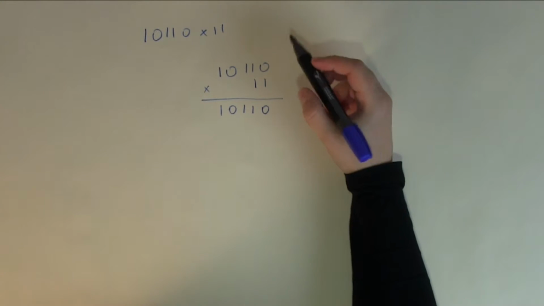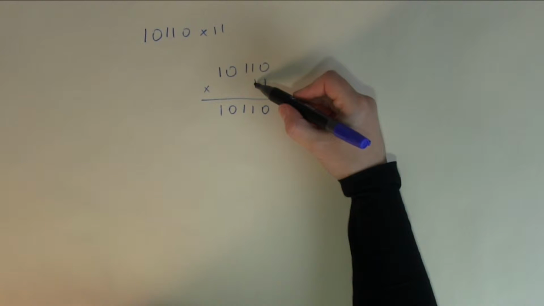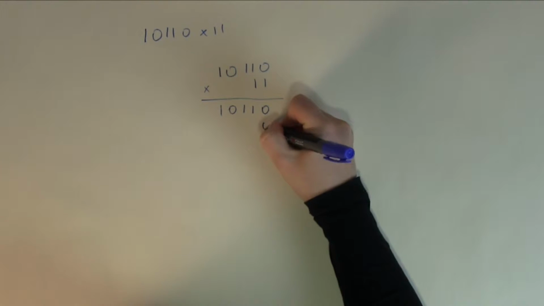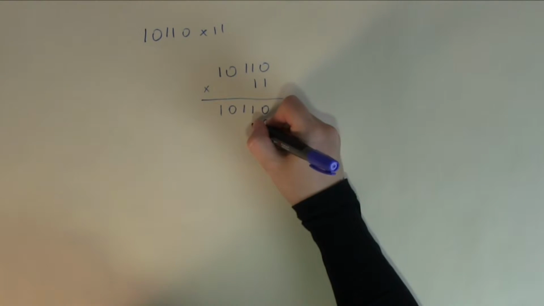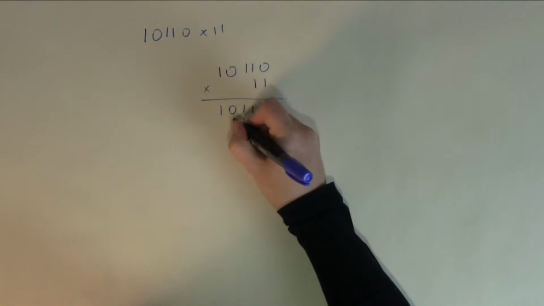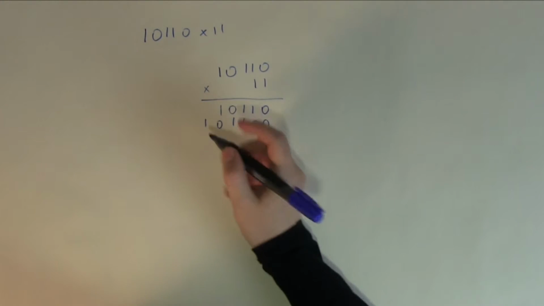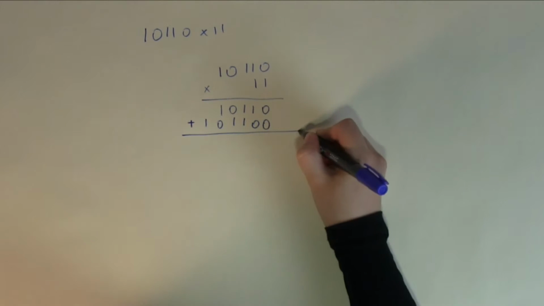Now what I need to remember is that when I multiply with the next digit, that is one place value higher up. So again I have to start with a 0 and then just copy the same number again. 0, 1, 1, 0, 1. And now I can carry out the addition.